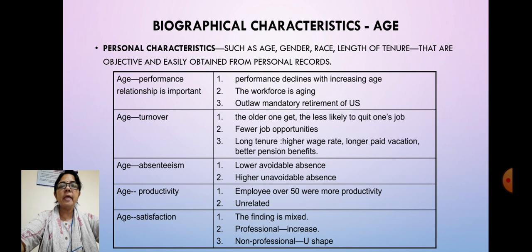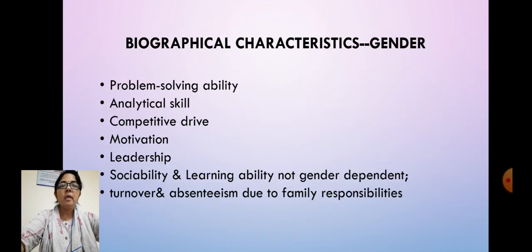Age and its relation with absenteeism: lower avoidable absence, higher unavoidable absence. Age and productivity: employees over 50 were found more productive, though it is unrelated. Age and satisfaction: the findings were mixed. With professionals, satisfaction increases, and for non-professionals, it is a U-shaped curve.